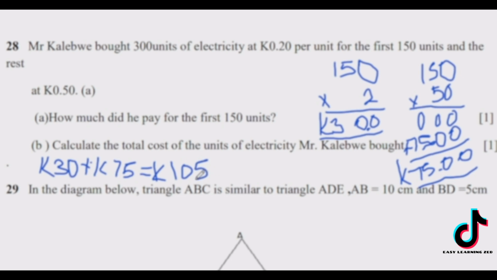So their total, calculate the total cost of the units of electricity Mr. Kalibwe bought. So Mr. Kalibwe spent 105 kwacha for the 300 units he bought. Okay, so basically that is the correct answer for this question. Unless you have got questions, please don't hesitate to ask in the comment section. We go to the next question.